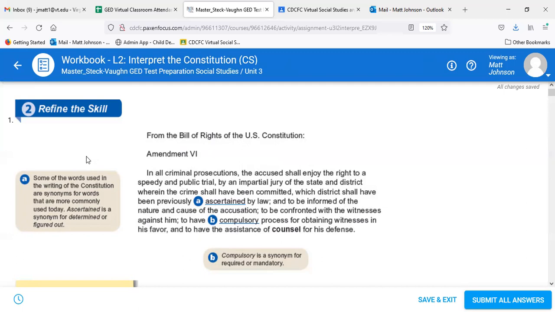And our underlined word, right, says A, there's ascertain. So some of the words used in the writing of the Constitution are synonyms for words that are more commonly used today, which we ran into with tranquility and things like that. Ascertained is a synonym for determined or figured out. So you could switch that out as determined by law and to be informed of the nature. And then compulsory here is a synonym for required or mandated. So it is mandatory process for obtaining witnesses in his favor and to have the assistance of counsel for his defense.